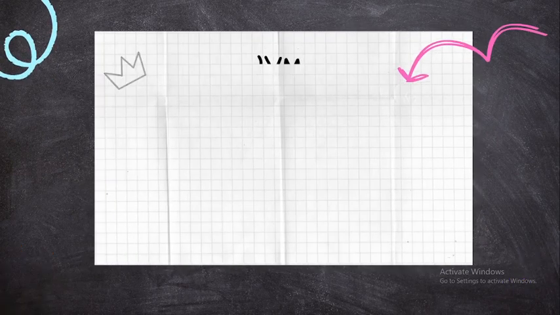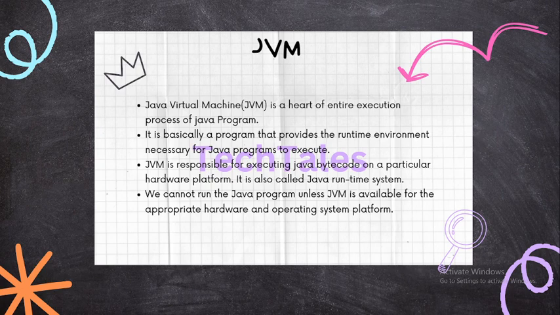Now we'll see what is a JVM. Java Virtual Machine, also called the Java runtime system, is the heart of the entire execution process of your Java program. Why is it called the heart of the entire execution process of a Java program? The reason behind it is that JVM manages the memory. All the variables, all the methods get managed using the Java Virtual Machine. Your static variables, global variables, local variables, native methods, your local methods, everything is managed using the Java Virtual Machine.